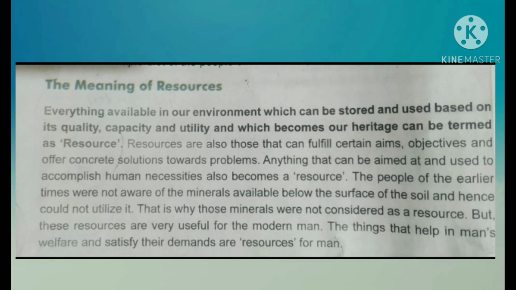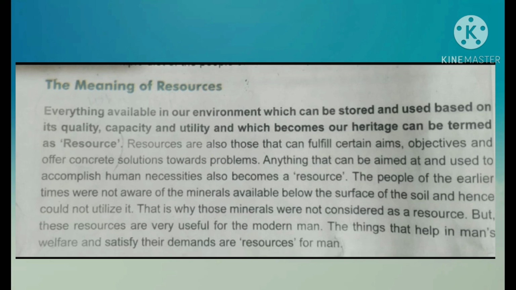For example, if we are getting crude oil from India, we are not only using it, we are exporting it also. So it can fulfill certain aims. Why? Because if we sell to other countries, we are getting money. So we can fulfill certain aims, objectives, means motives, and other concrete solutions, and with the help of money and all that we get the solution of the problems.